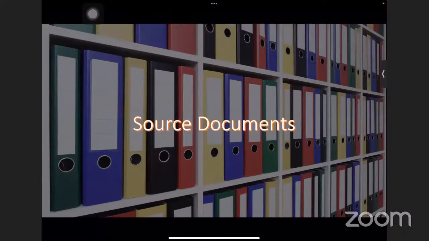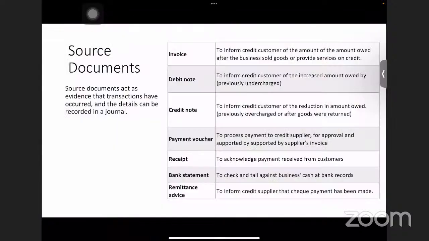Hello everyone. Today we will be touching on source documents and non-current asset. Okay, so let's start with source document first. So that's under your theories that you guys need to master. Okay, so source document, what is a source document? It is an evidence to prove that the transaction has taken place.